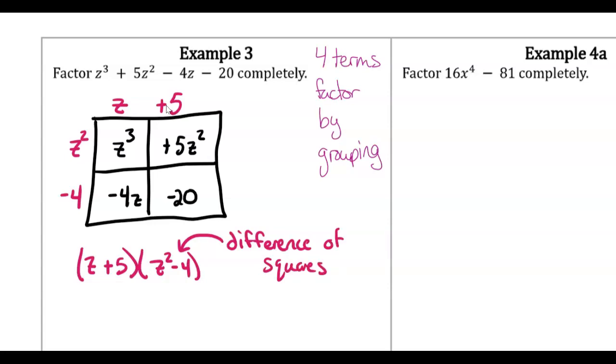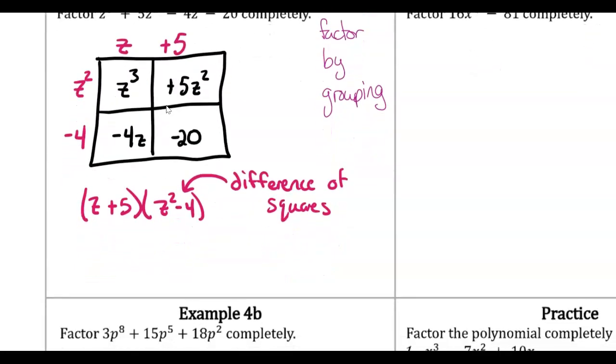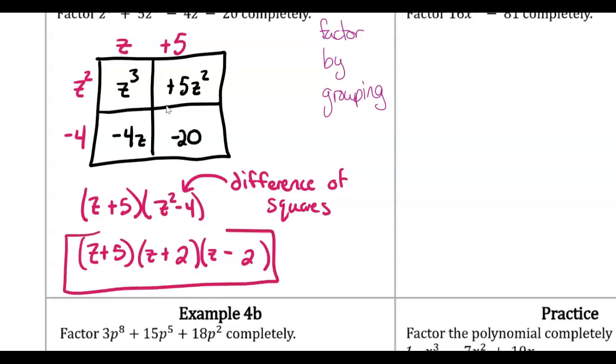Remember, that is something that we learned in Algebra 1, and we also referred to in the last video. So with z squared minus 4, it's 2 perfect squares subtracting. You square root the z squared, you get z. That goes here and here. You square root the 4, you get 2 here and here. And 1 is plus and 1 is minus. All of that together is your fully factored polynomial.